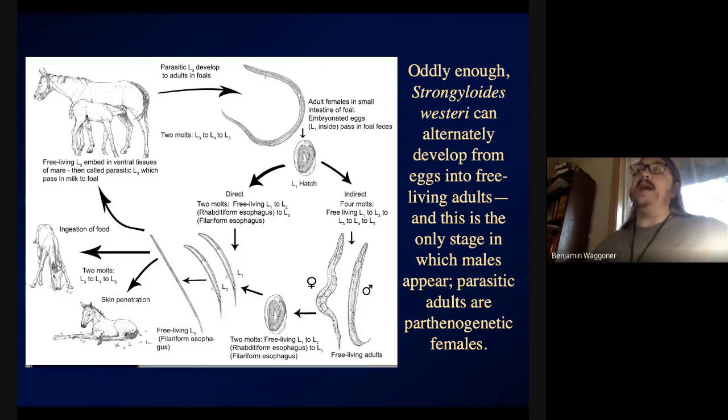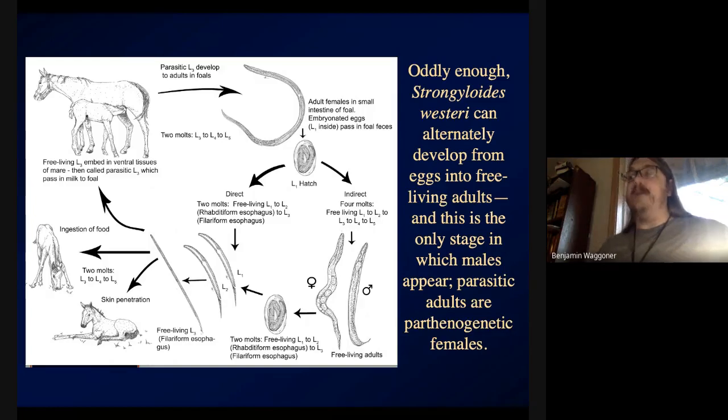Or they can develop directly into larvae that develop into filariforms. And then those filariforms can penetrate through the skin of a horse. And if it's a mare, they'll end up in the mammary glands, and round goes the cycle of life. I'm not sure I explained that very well. Eggs inside the intestine of the foal can develop into a free-living sexual stage that lays eggs that develop into infective juveniles, or they can lay eggs that develop directly into infective juveniles.